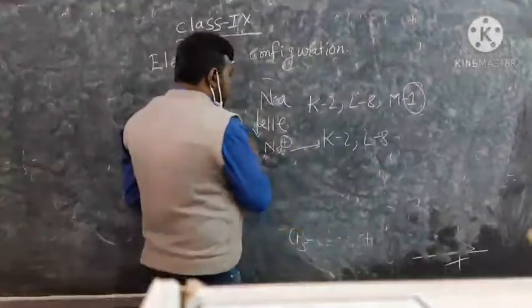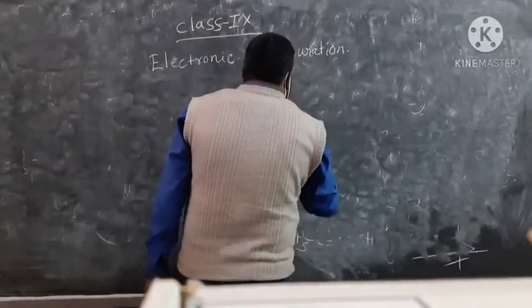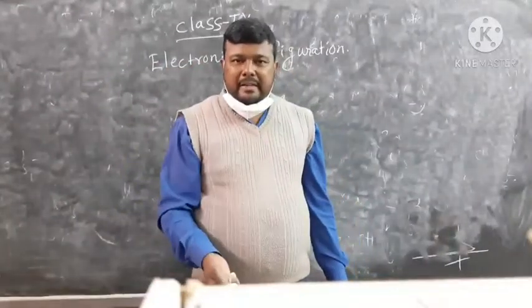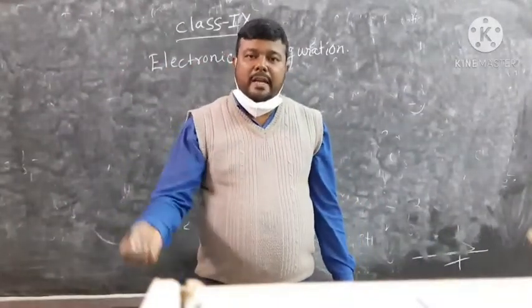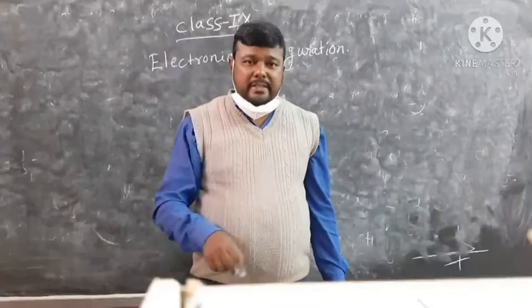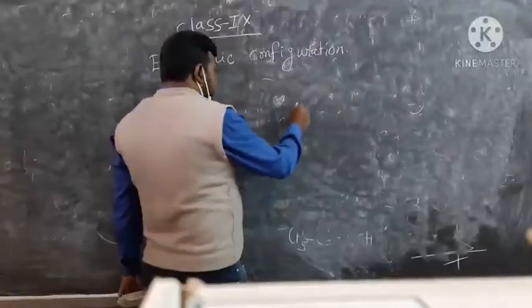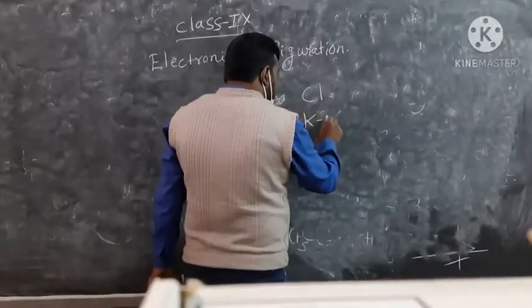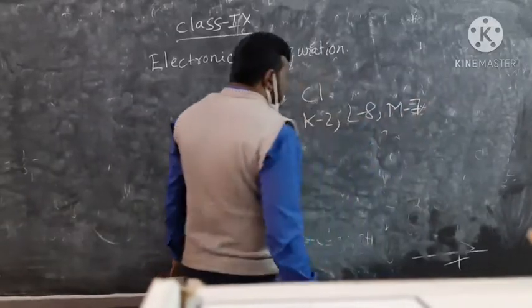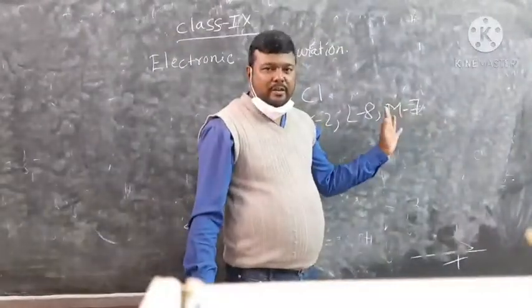Now from the electronic configuration, we can calculate the valence of an element. The valence of an element can be calculated from how many electrons it is losing to get stability, that would be its valence. And also how many electrons are added to get stability, that also will be its valence. Now let us take chlorine, K2, L8, M7. In this case, it can get stability either by losing these 7 electrons or by gaining one more electron.